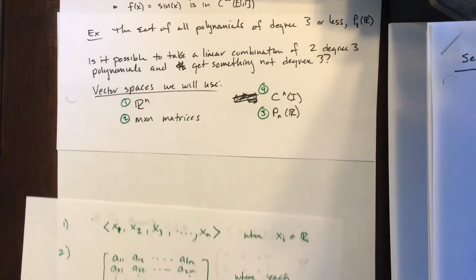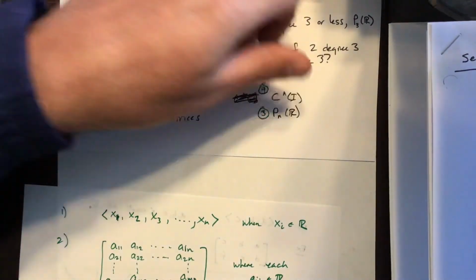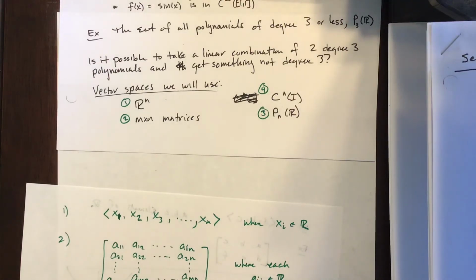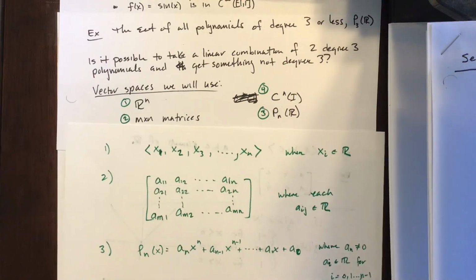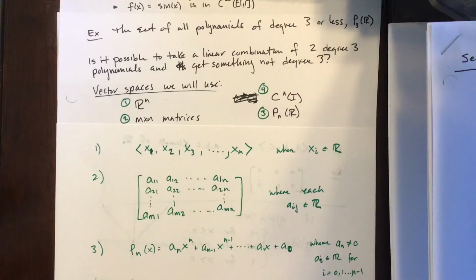Four, functions that are continuously differentiable n times over an interval. Now here's the one where the generic element cannot be expressed as easily as in examples 1 through 3. So this one you kind of have to say out in words.